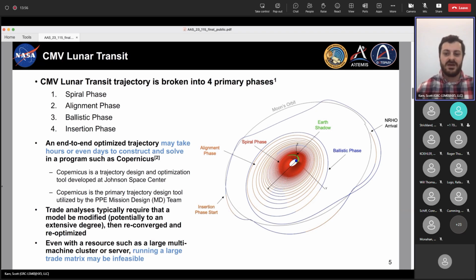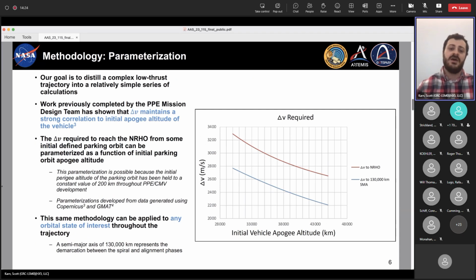So if we were to take a baseline trajectory and try to run a trade analysis with it, we could very quickly find ourselves outpacing the computing resources that we have available. And running these large trades, even with clusters or servers of machines, can quickly become infeasible, both in terms of resources and in time. So to try to ease that burden, at least when it comes to trade analyses, we've developed this methodology that's allowed us to have a far simpler analysis space when it comes to our lunar transit.